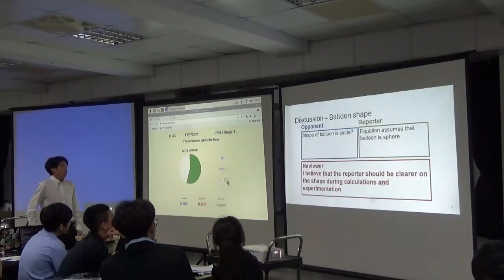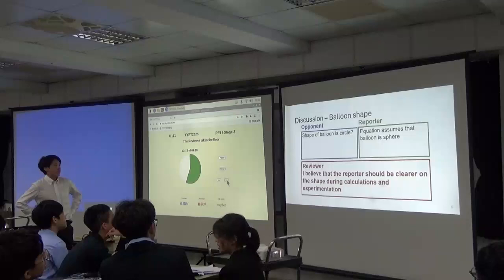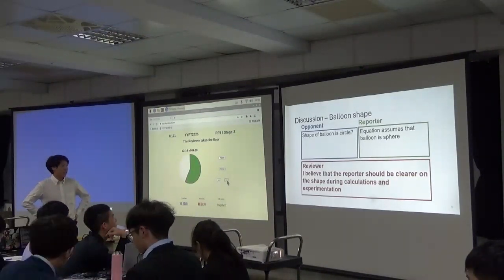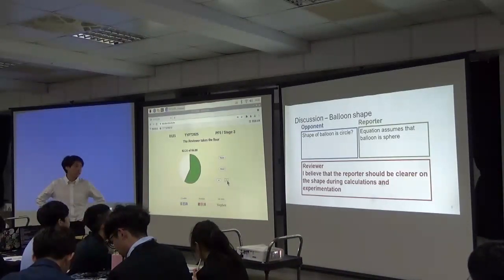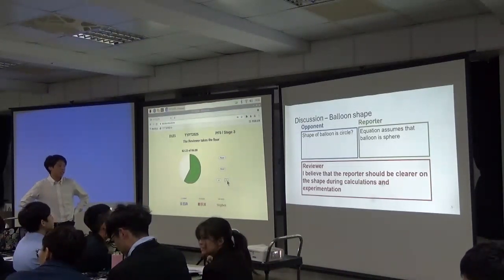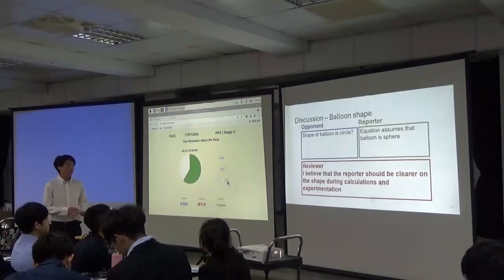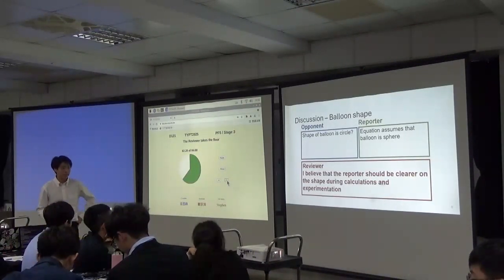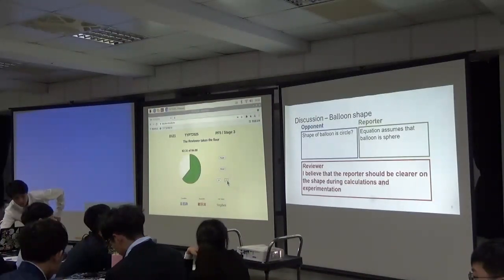And the first discussion was balloon shape. The opponent asked, what is the shape of the balloon? The reporter says the equation assumes that the balloon is a sphere, and I believe that the reporter should be more clear on the shape during the calculations and experimentation, so that it both fits the problem statement and also you get the right calculations.